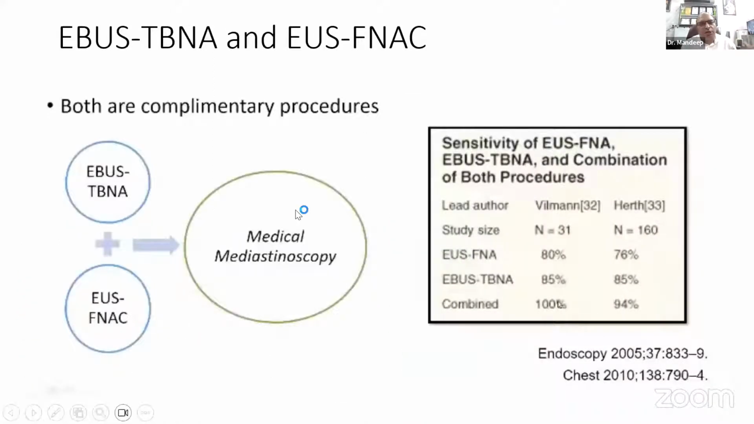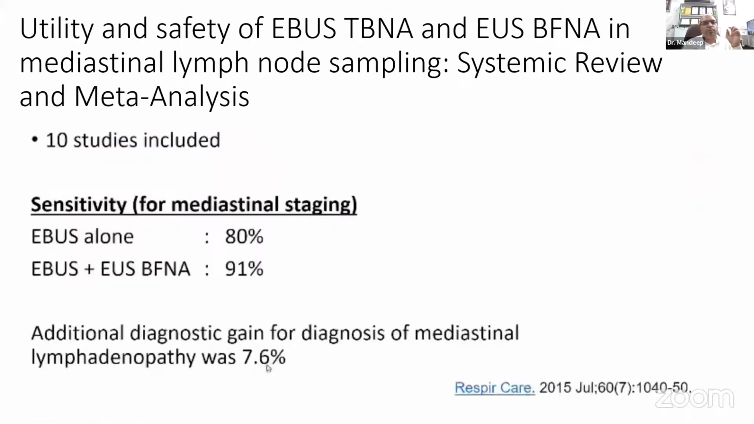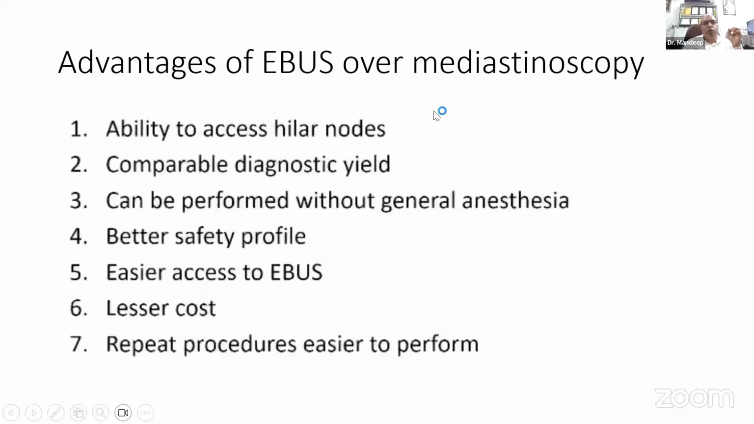So both the procedures are complementary and have been described as medical mediastinoscopy and can achieve yield in up to 90% of the cases. In this review, almost 91% sensitivity of combined EBUS and EUS in lung cancer staging was there. Some have used the EBUS scope as an EUS scope also, and they have obtained a yield of 90 to 91% for mediastinal staging. So advantages of EBUS over mediastinoscopy are ability to assess higher nodes, comparable diagnostic yield, can be performed without GA, better safety profile, easier access to EBUS, lesser cost, and repeat procedures are easier to perform.